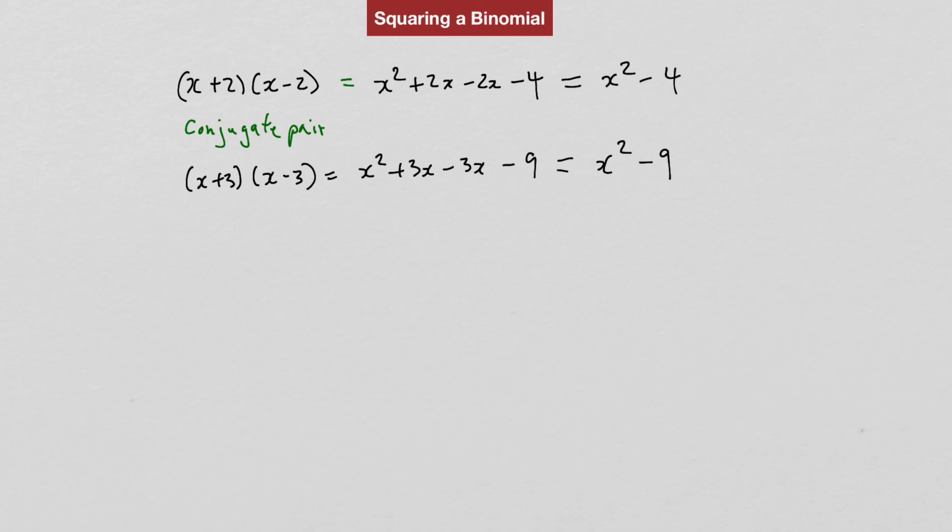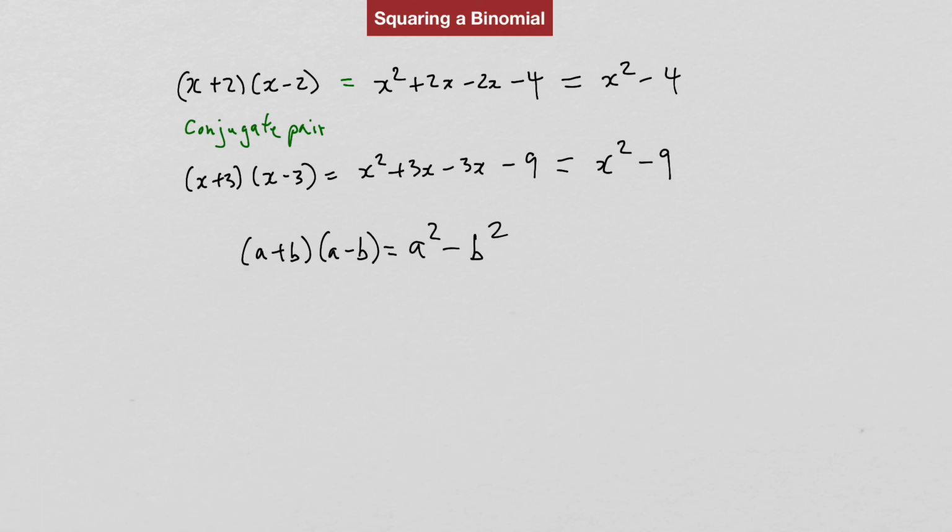If you take a look at both of these examples, you notice that the middle terms cancel each other out, and we're left with the first and the fourth. Okay? So if we were to derive a formula where we have a plus b times a minus b, that's going to equal the first term squared minus the product of the last two terms. So in other words, we're going to multiply b times negative b, and we get minus b squared.